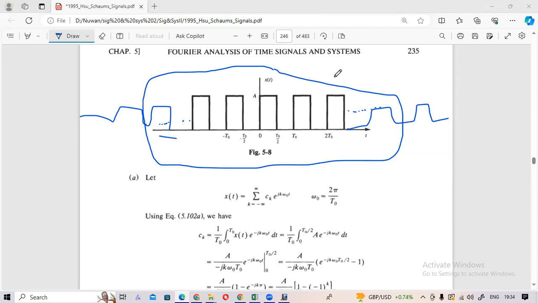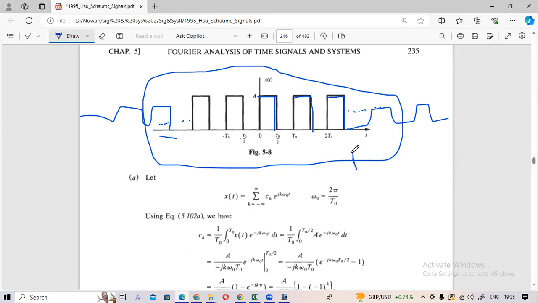Yes, that is a periodic signal. Thank you for the answer. Try to give your answer quickly. So this is a periodic signal, definitely, because you can see that this signal is repeating. You can see that this part is repeating here again, and here it is again repeating. So this is a repeating signal.